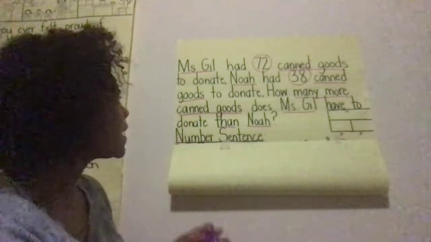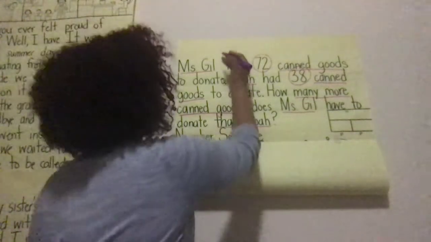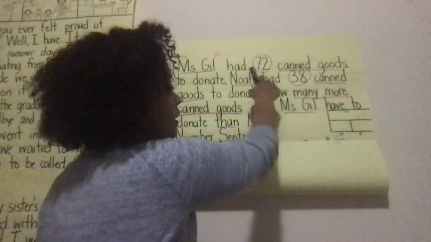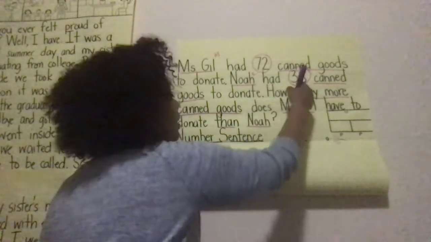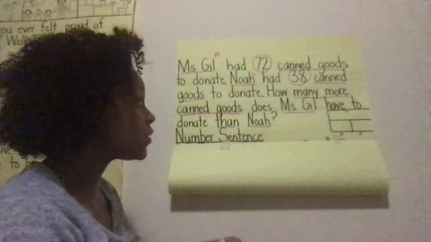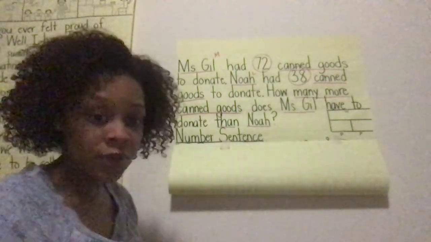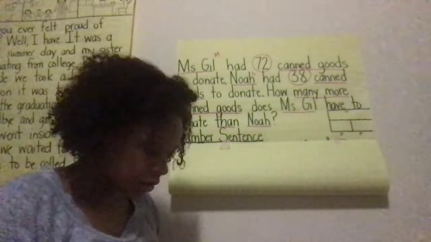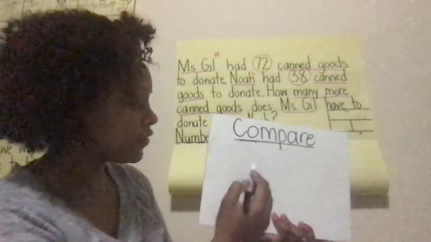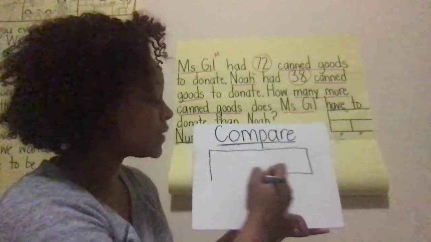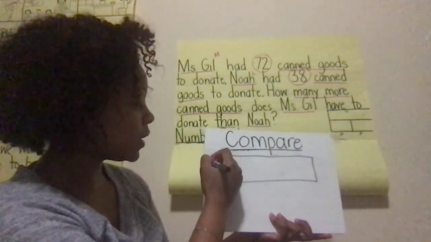So let me see who has more. It seems like Miss Gill has more because she has 72, and Noah has less because he has 38. So 72 is greater than 38. And so I need to figure out what's the difference or what's the extra. So I'm going to draw a little graph here. I'm going to draw what's called a little bar graph, and I'm trying to figure out what's the extra. So I know who has more, and the person that has more is Miss Gill.